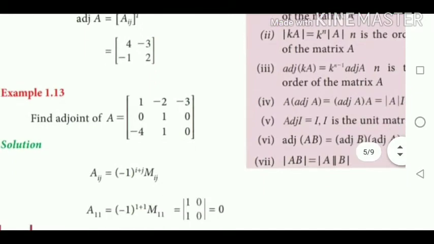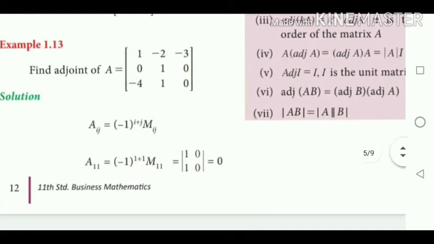Next, example 1.13. This is related to how to find the adjoint of 3 into 3 matrices. So A of ij. Here A equal to 1, -2, -3, 0, 1, 0, -4, 1, 0. For this matrix A, we are finding the adjoint. How are you finding the adjoint of the matrices? The first element 1 lies in the first row, first column. That is A11. For finding A11, delete the first row, first column.